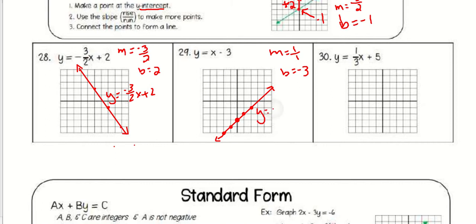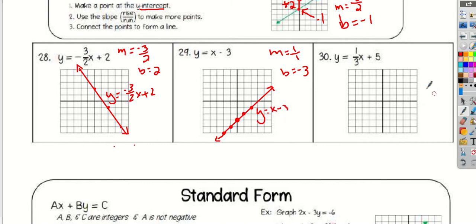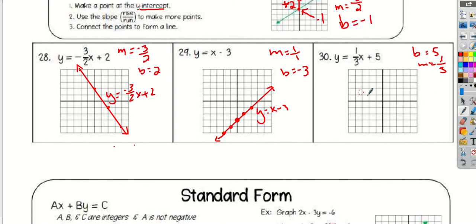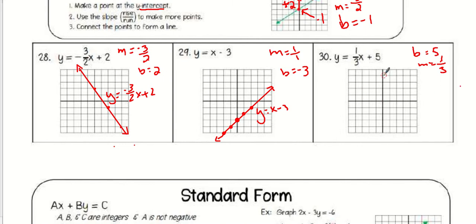And then this is going to be y equals x minus 3. And then the last one, we're going to do the same concept here. The y-intercept is going to be 5. The slope is 1/3. So we're going to move up 5 on the y-axis. 1, 2, 3, 4, 5. Put the first dot.